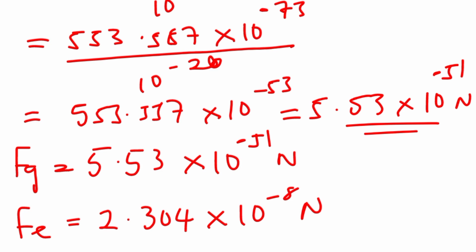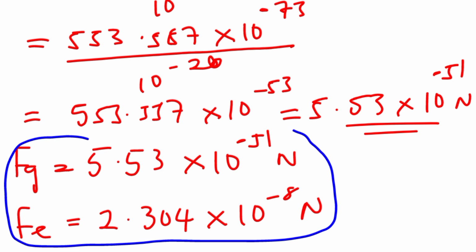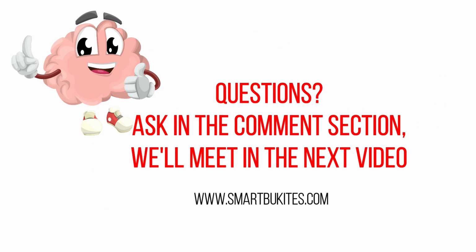So as you can see from this, the value of the electrostatic force is greater than that of the gravitational force, because it has a power of negative 8, while this one has a power of negative 51. If there is any question, feel free to ask.